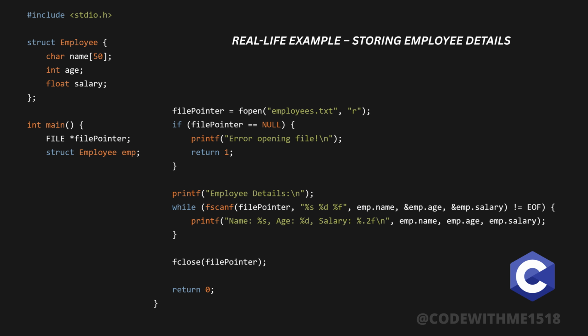Include stdio.h. Struct Employee with char name[50], int age, float salary. int main, FILE *filePointer, struct Employee emp, filePointer = fopen("employees.txt", "r"). If filePointer == NULL, print "Error opening file\n", return 1. Print "Employee details\n". While fscanf(filePointer, "%s %d %f", emp.name, &emp.age, &emp.salary), printf "Name: %s, Age: %d, Salary: %.2f\n". fclose(filePointer), return 0. This program reads and displays all stored employee records from the file.